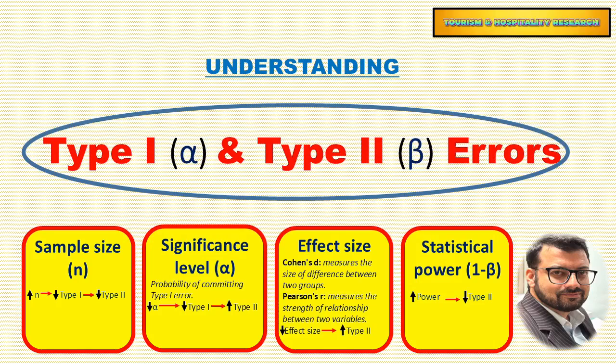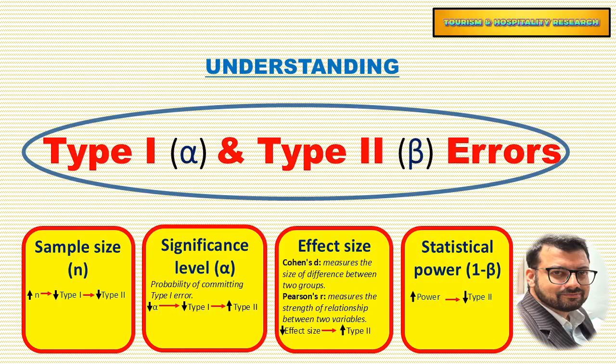Statistical power, which is 1 minus beta. Beta stands for type 2 error. So as you see, when the power will increase, type 2 error will decrease. So I hope now you understand what is type 1 and type 2 error, and you know the important factors which contribute to these type of errors.